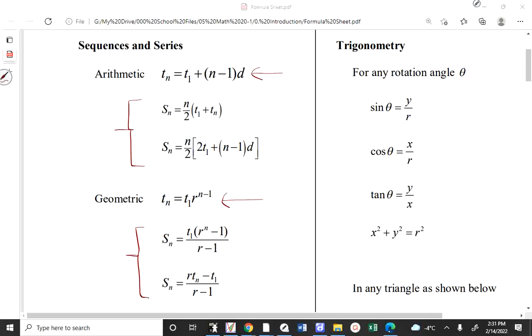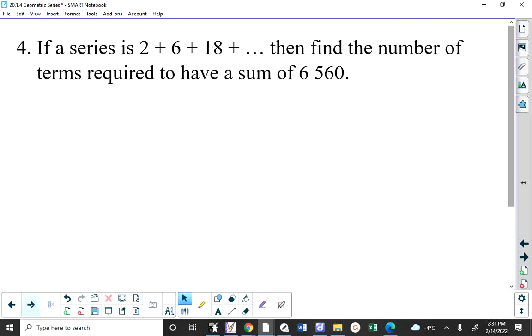Now it becomes a matter of me not saying to you, particularly for the exam on Friday, find the sum of the following arithmetic series. I'll just say find the sum of the series, and you have to decide whether it's arithmetic or geometric and go from there. Anyway, you have all of those formulas at your disposal now. You can see some other things that we're going to be dealing with throughout the semester. Number 4, if a series is this, then how many terms do you have to add to get 6,560?